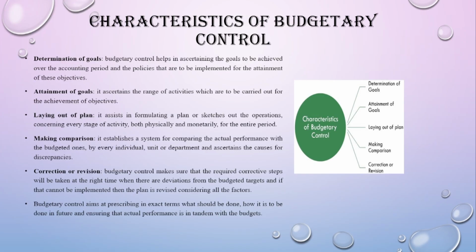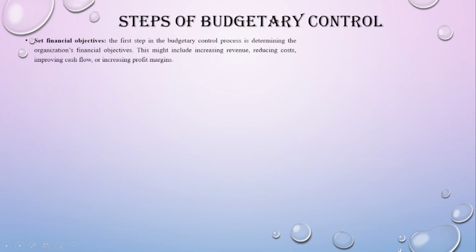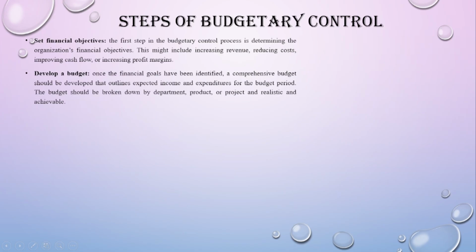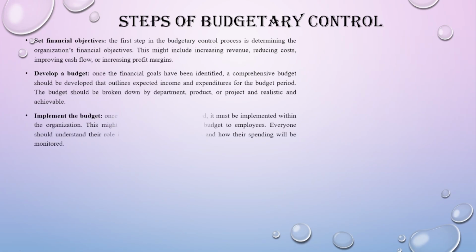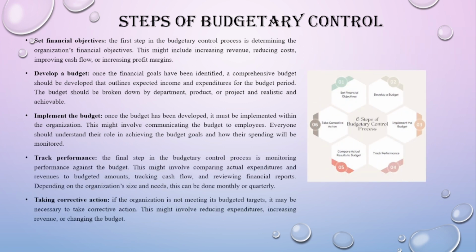So these are the characteristics of budgetary control: determination of the goal, attainment of the goal, laying out of plans, making comparisons, and correction or revision. There are some steps. First step, set financial objectives. Second step, develop a budget. Third step, implement the budget. Fourth step, track performance. Fifth step, take corrective actions. And sixth, take corrective action. These are the six points in respect of budgetary control. These are the steps that can be considered when we prepare a budget.